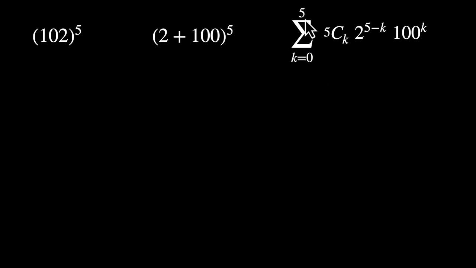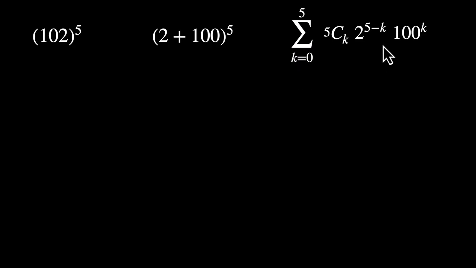Okay, so let's now expand. 102 to the power 5, that's 2 plus 100. Let's flip this. 2 plus 100 to the power 5 is equal to the summation k equals 0 to 5, 5ck, 2 to the power 5 minus k, 100 to the power k. The one that we just wrote and this one will give the same answer. You can pick either one. We'll pick this one.